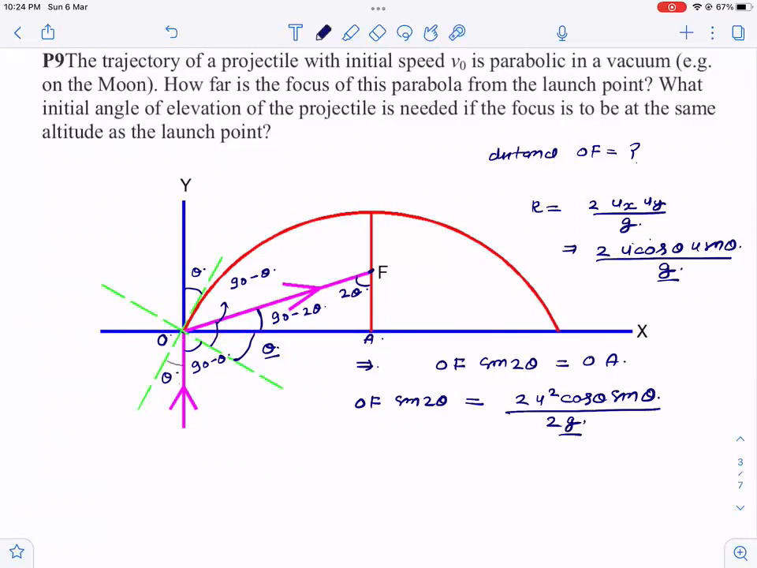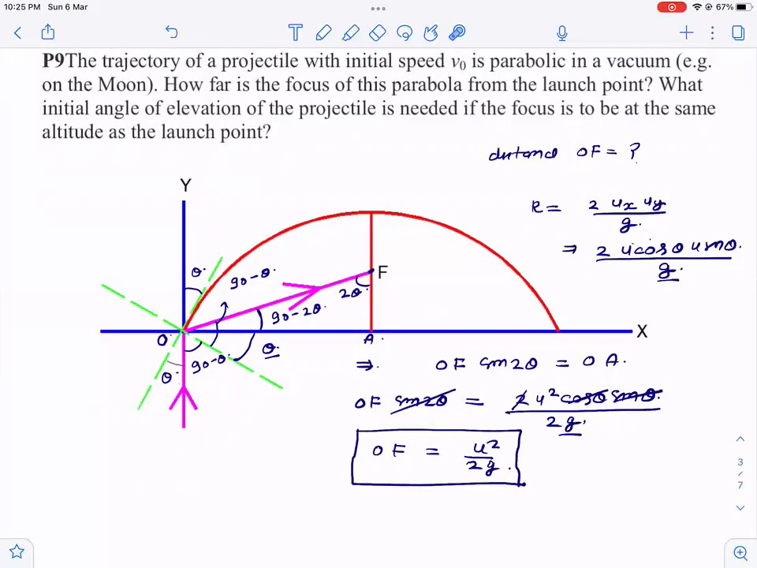Now see, this is the magic, sine 2 theta cancels. This is sine 2 theta, and OF is now equal to what? u square by 2g. That's it. That's the answer. Right? Isn't it amazing? This is the answer. So the distance between the launch point and the focal point of the parabola is independent of the launch angle.